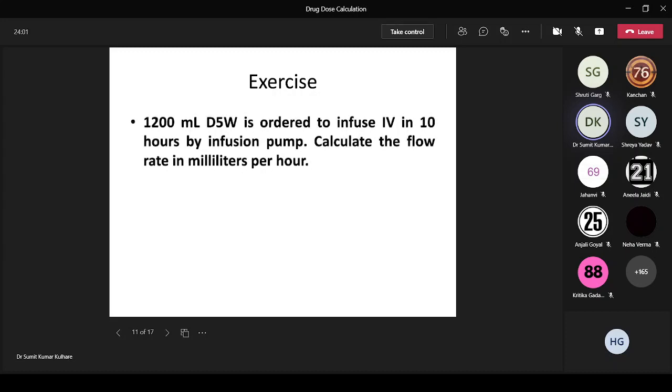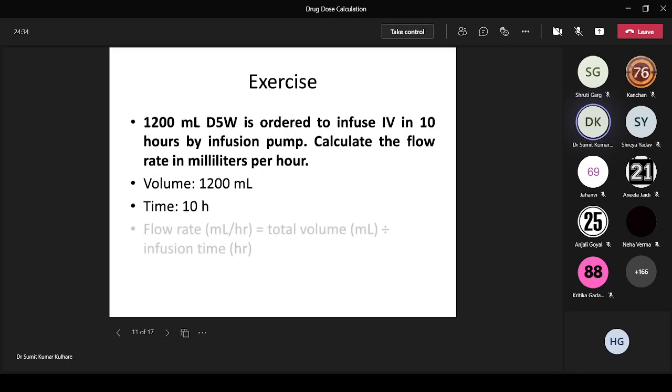So this is a simple exercise which we'll do. Suppose 1200 ml of dextrose 5% is ordered to be infused intravenously in 10 hours by infusion pump. Now calculate the flow rate in milliliters per hour. The total volume which we have to administer is 1200 ml. Total infusion time is 10 hours.